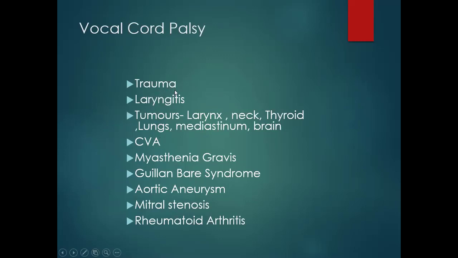Trauma can cause vocal cord palsy. Laryngitis can also cause vocal cord palsy. Tumors in the larynx, neck, thyroid, lungs, mediastinum, and brain can cause vocal cord palsy. Cerebrovascular accidents, myasthenia gravis, Guillain-Barré, aortic aneurysms, mitral stenosis, and rheumatoid arthritis can all present with vocal cord palsy.